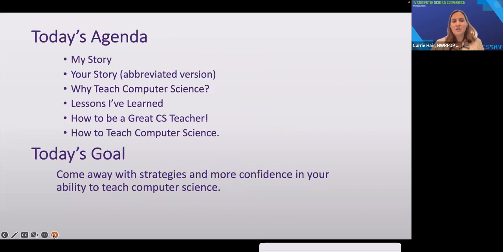There we go. So today's agenda is going to be my story, and I'm going to get an abbreviated story from you. I want to talk about why teach computer science. And then, once we talk about why teach computer science, some lessons I've learned as I've done my journey in computer science. I'm going to share some strategies that I've used to be a great computer science teacher, I think. And then some things to think about as you're teaching computer science. So really today's goal is to come away with strategies and more confidence in your ability to teach computer science.